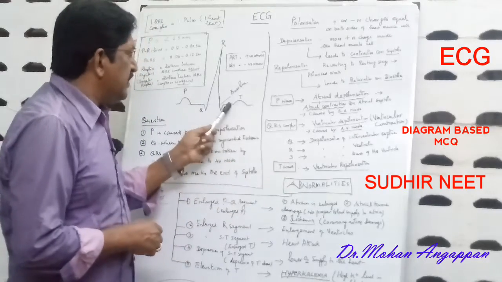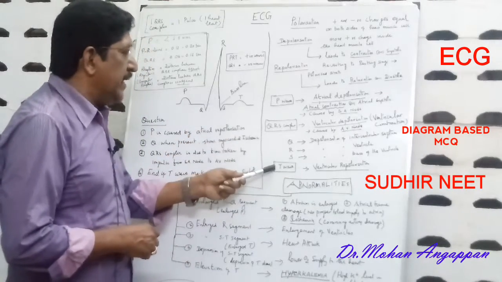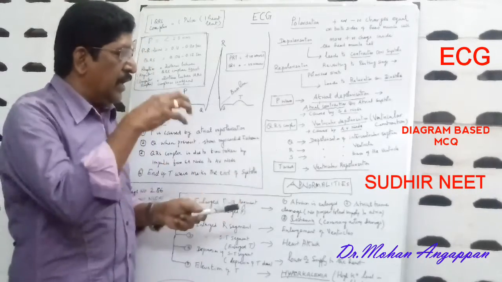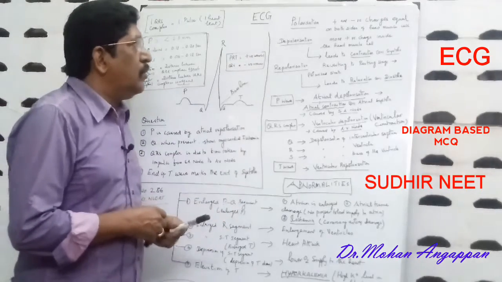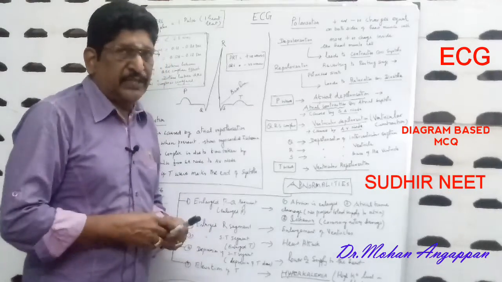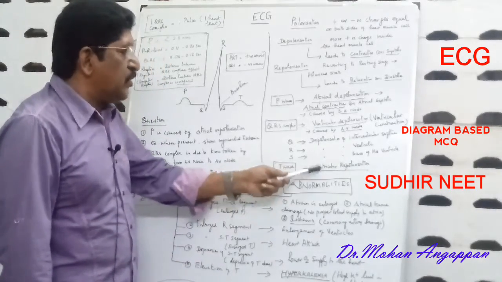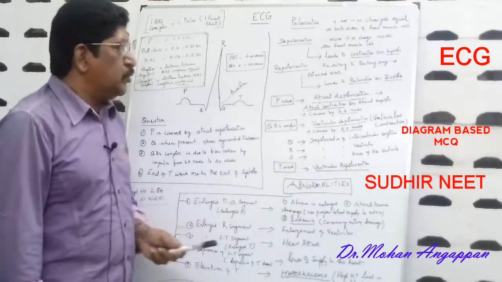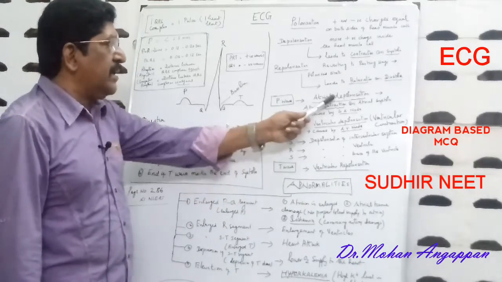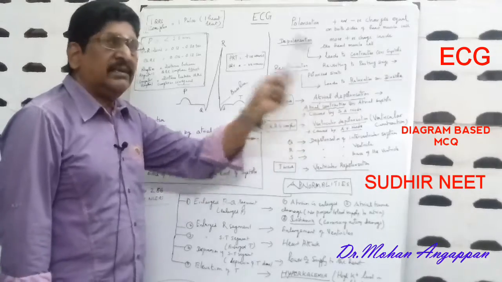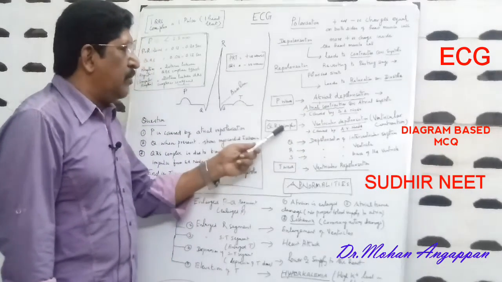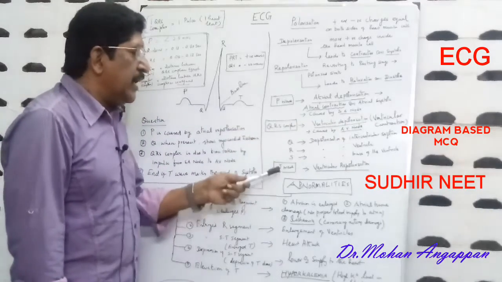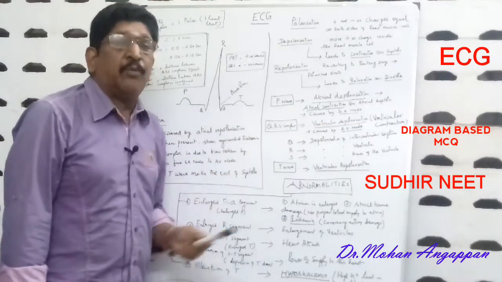Then coming to T wave, this is the dome shape T wave, that represents the ventricular repolarization. So ventricle repolarizes to go for polarized stage. So I repeat, P wave represents atrial depolarization, atrial contraction or atrial systole. QRS complex represents the ventricular depolarization or ventricular contraction. T wave represents the ventricular repolarization.